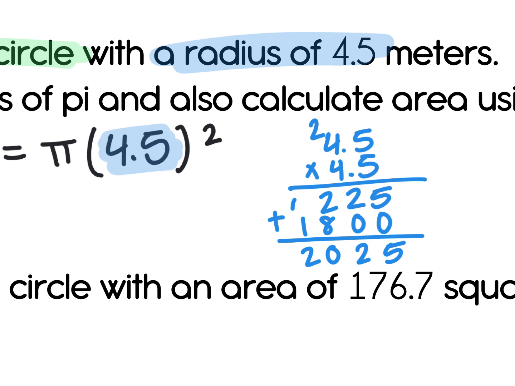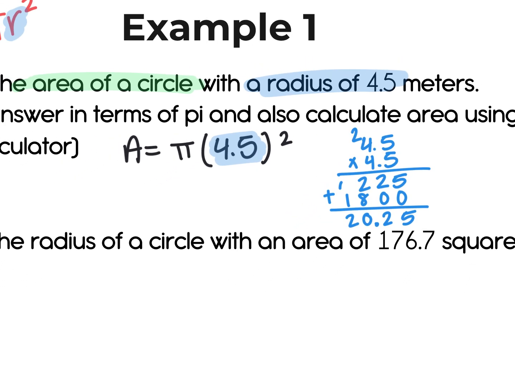Because I have 2 digits to the right of my decimal, my answer also must have 2 digits to the right of my decimal. So right now, what do I have? I have A equals pi times 20.25 meters squared. But because I have a symbol or a variable, I want to put it at the end.